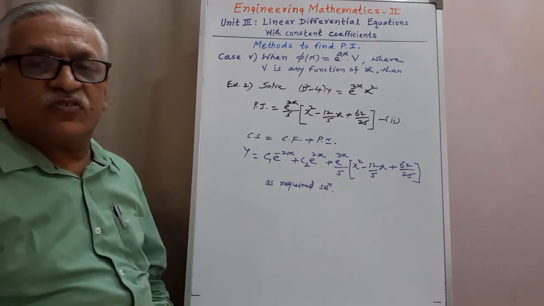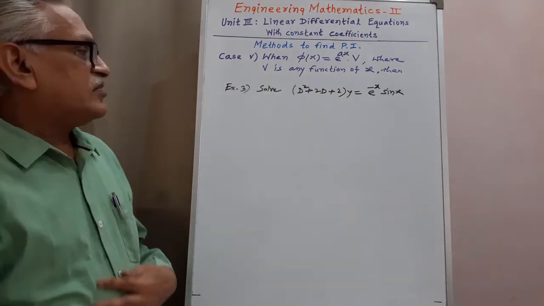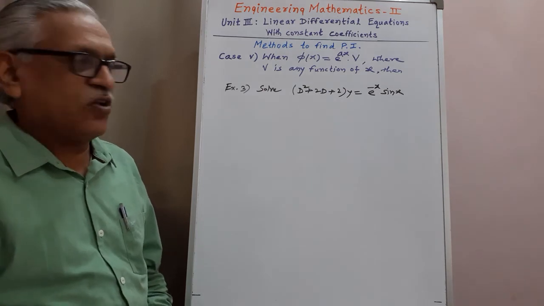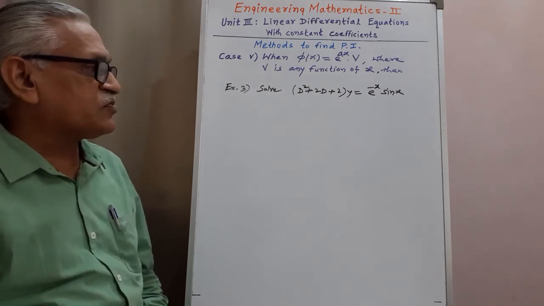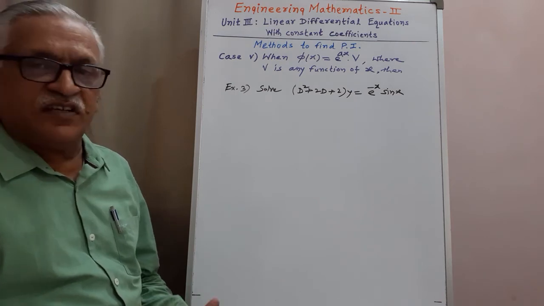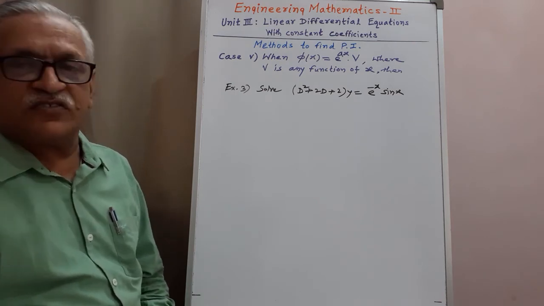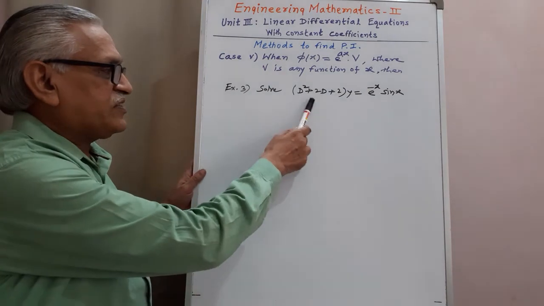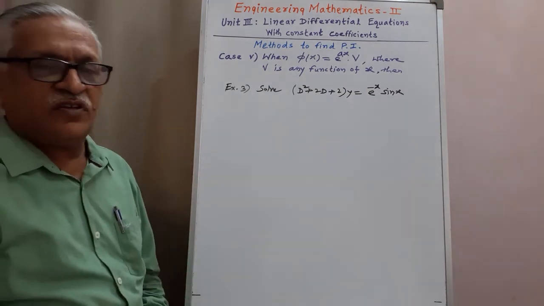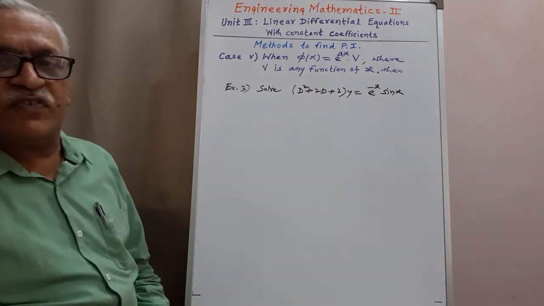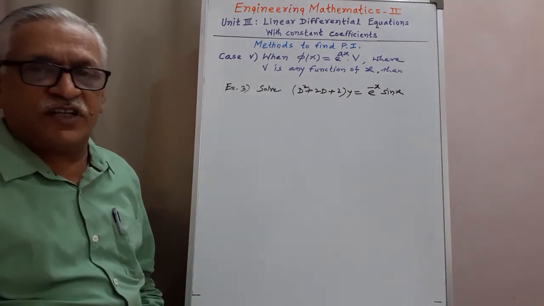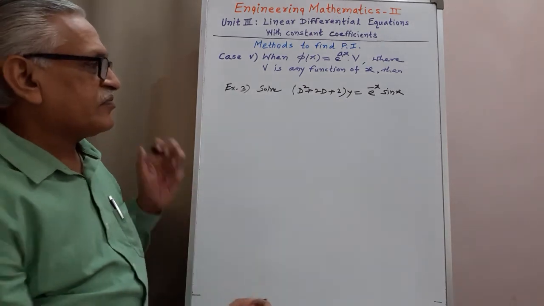As a required solution of that given differential equation. Third example, solve the differential equation (D square plus 2D plus 2) y is equal to e raised to minus x into sin x. The given differential equation is of order 2 with y as the dependent variable and x as the independent variable. Capital D stands for the d by dx operator.